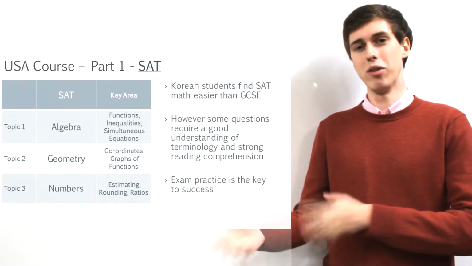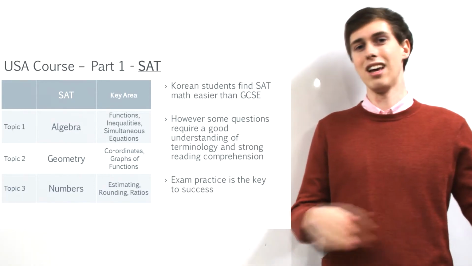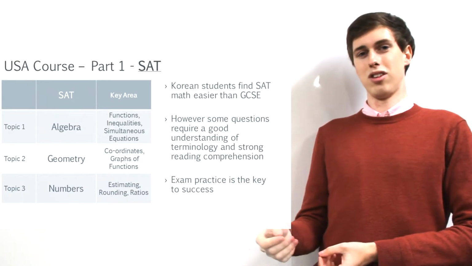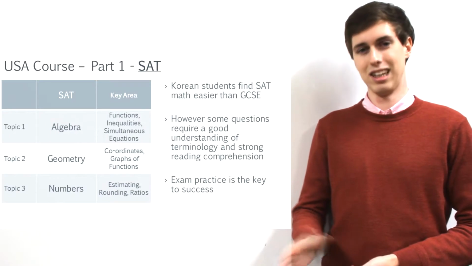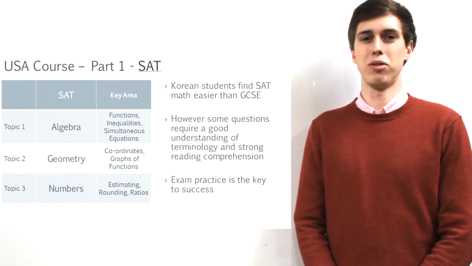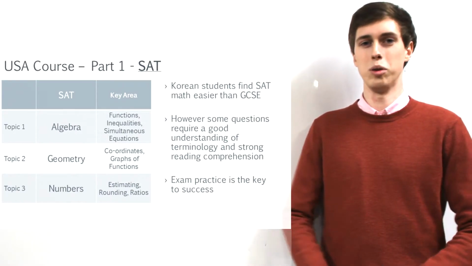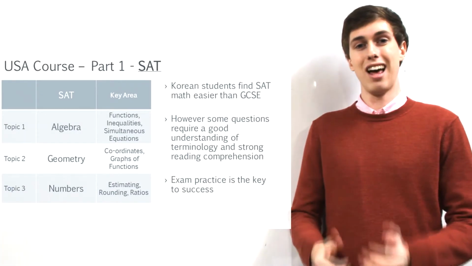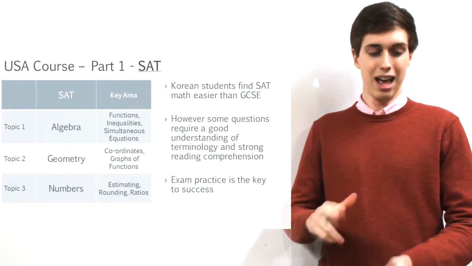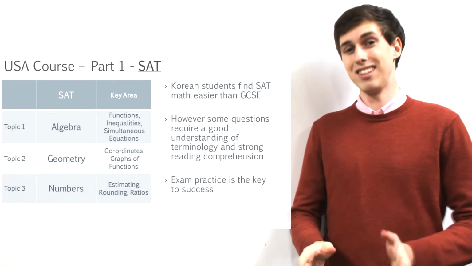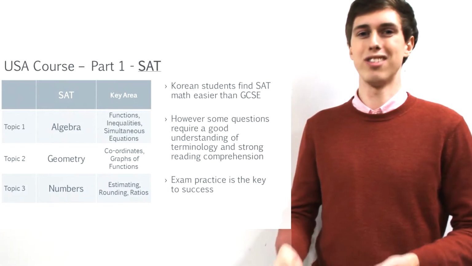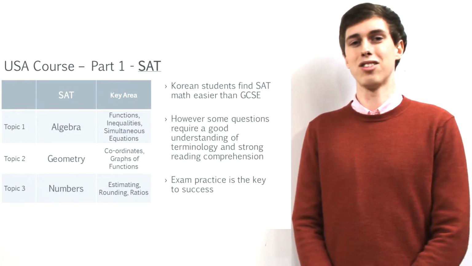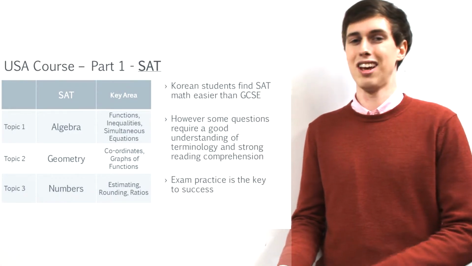The SAT mirrors the UK GCSE. They are both sat when students are around the age of 16, so this will be perhaps junior or senior year of high school. The SAT also has three main topics: algebra, geometry, and numbers. The SAT, importantly, is a multiple choice exam, so there's less opportunity for written answers, which is great.